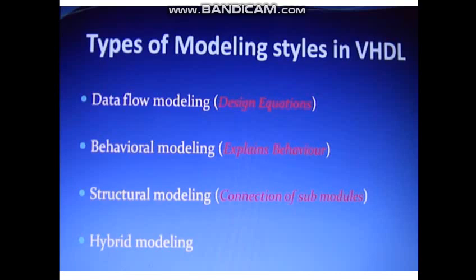The first one is the data flow modeling, which is also called the design equation. The second one is the behavioral modeling, which explains the behavior. The next one is the structural modeling, which is the connections of submodules, and then a hybrid model. This hybrid model is nothing but the combination of the upper three: data flow, behavioral, and structural.